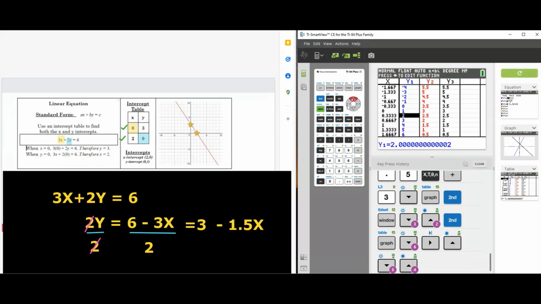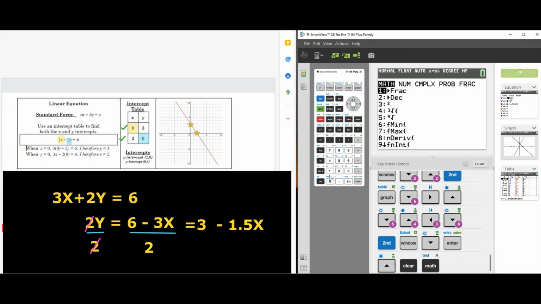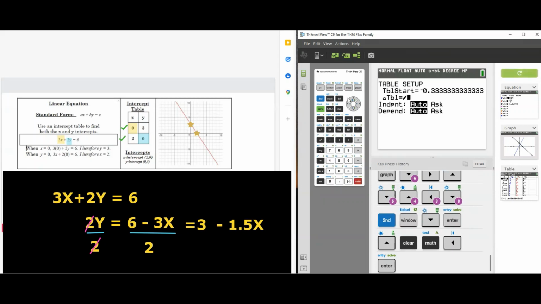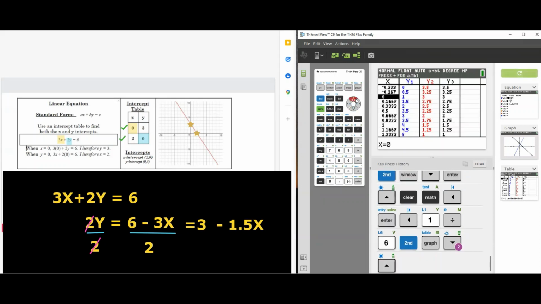Hold on just a second. But if I do second table set, and I clear this out. No, I want to write it as a fraction. Clear this out, and I write it as math fraction, 1 divided by 6. Nope, it's still giving me the answers in decimal form.